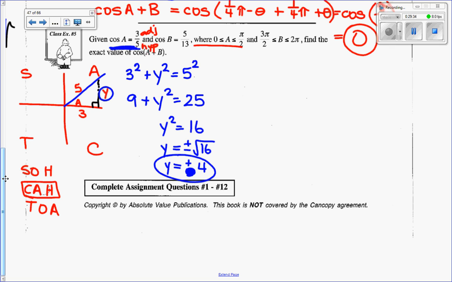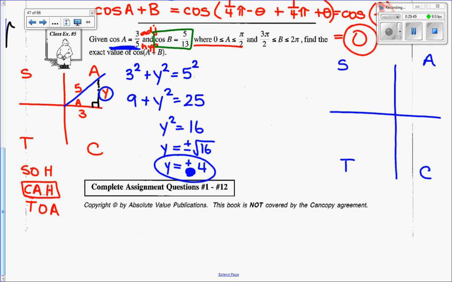Now let's do the same for the other angle. We know that cos B is 5/13. So let's think about that for a minute. Here's my all students take calculus. And I know cos is positive. Well, where could cos be positive? Up here, all the trig ratios are positive there.